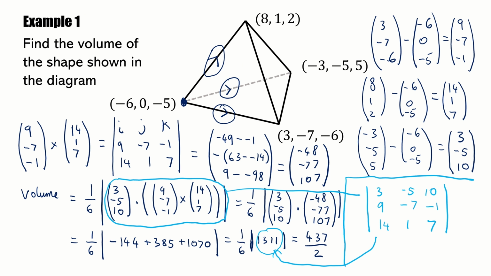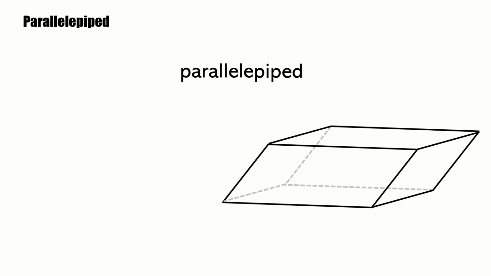But it's not only tetrahedrons that we can work out the volume for using the scalar triple product. We can also work out the volume of parallelepipeds. Yes, you heard me right. That's parallel, the letter E, and then the word piped. And a parallelepiped looks like this. I've also heard some people pronounce it differently, but either way, basically what a parallelepiped is, it's a cuboid where the angles don't have to be right angles.